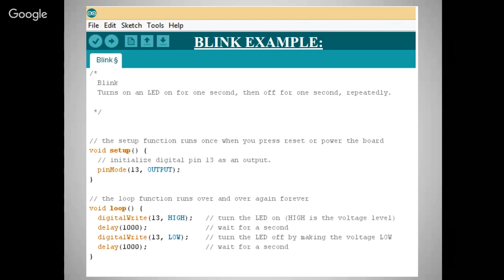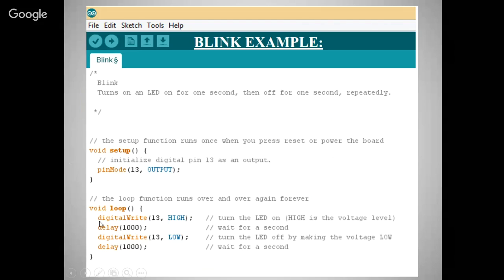You can see here the void setup and void loop. Pin mode 13 output. Here we have defined it in C programming, very simple C programming. In void setup, you have defined pin 13 as an output. In void setup, you write the lines you have to define only one time, and in void loop you write the code which you want to repeat again and again. So this is the void loop.